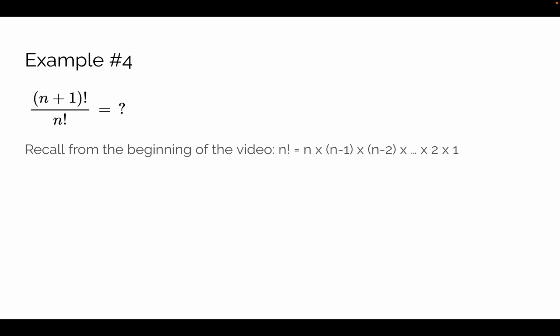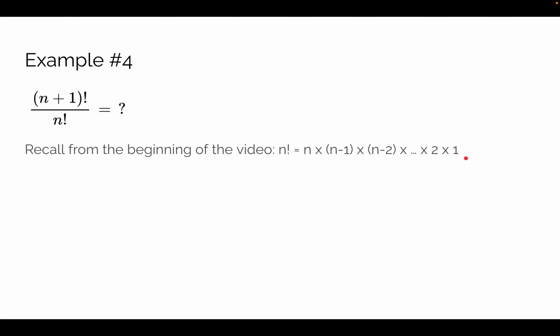So again, let's break it down like we did in every other example. Let's just look at the numerator. What would n plus 1 factorial be? We can rewrite that as n plus 1 times n times n minus 1 times n minus 2 all the way to times 2 times 1. Let's look at the denominator. Well, n factorial, which we already have here, is n times n minus 1 times n minus 2 all the way to times 2 times 1.